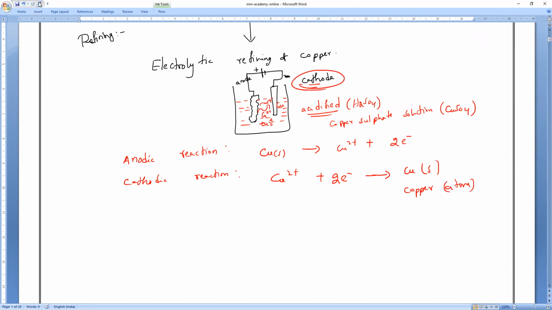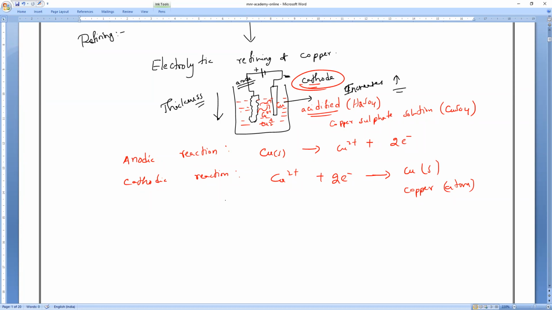So when the electrolysis process is continuing, we can notice that the thickness of the anode decreases and the thickness of the cathode increases. Do you all understand? This is what we have studied.